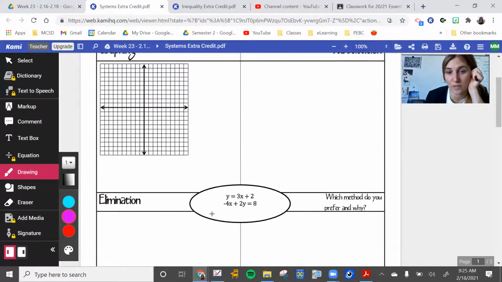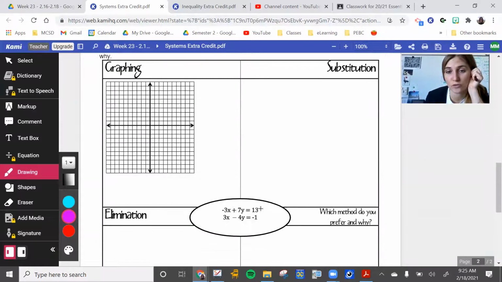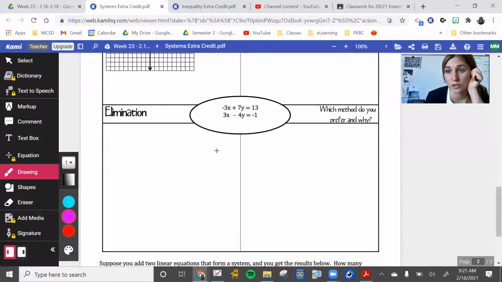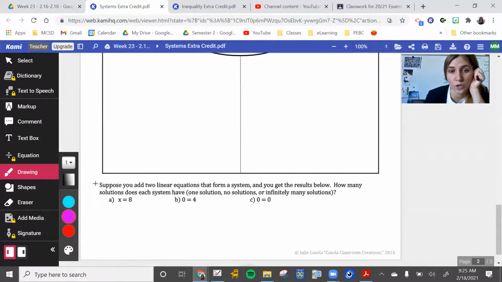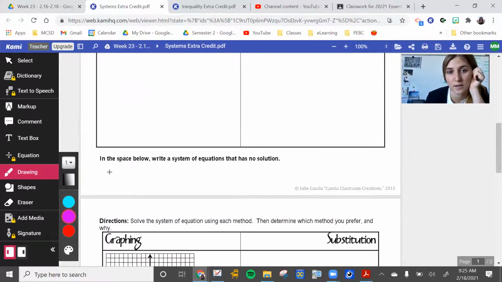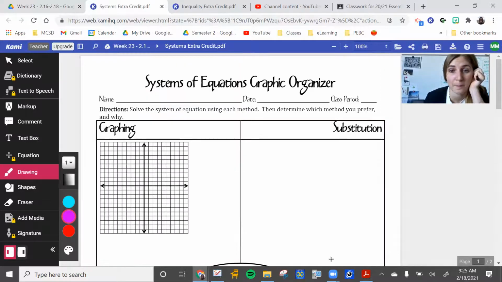You're going to do that with this system of equations, and then you'll do it down here with this one, so you're going to do that 2 times. You do not necessarily need to answer these questions, but I might throw in an extra point or 2 for those. That's it. I think I covered everything.